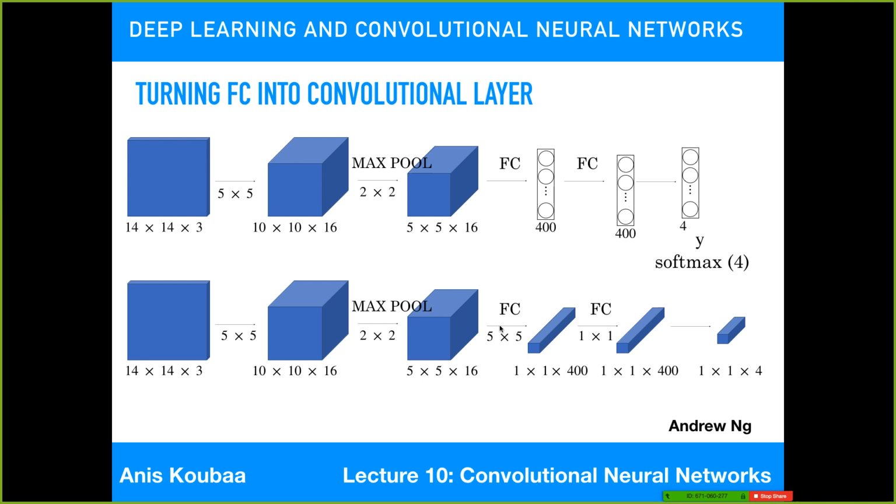Here we have 400 filters with 5 by 5 dimension. If you apply the formula that we learned in the first lecture on convolutional networks, you will find the output will be 1 by 1 by 400. So same thing here and same thing here. And here you are going to use a filter of only 4 here. So this is just to show that it's possible to turn a fully connected layer into a convolution layer.